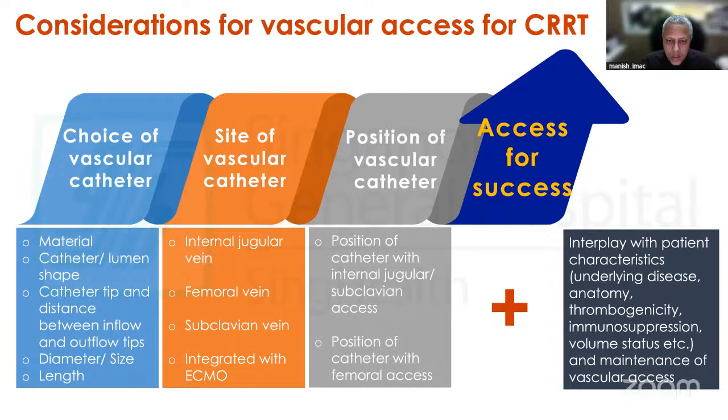And once you have chosen the vein, depending on which central vein you have chosen, where do you want to position the functional tip of your catheter in the vein to give you the best flows and most uninterrupted flows through the circuit. And of course, all these factors will interplay with individual patient characteristics, which would include their underlying disease, the anatomy of that patient in question, the thrombogenicity in the patient, the immunosuppression, volume status, and of course your strategies to maintain the vascular access. So all these factors interplay to probably give us a good access for success.